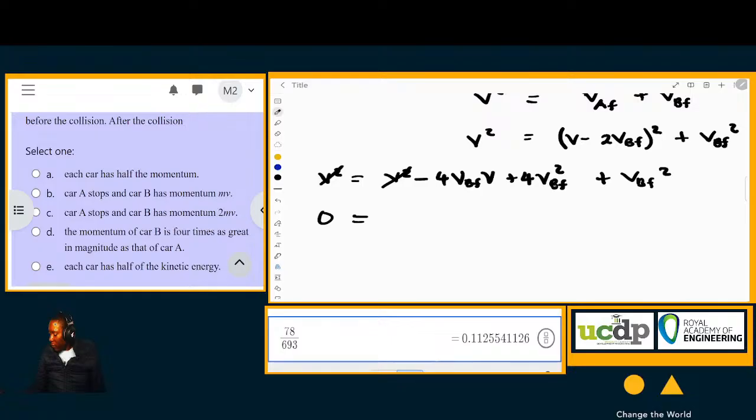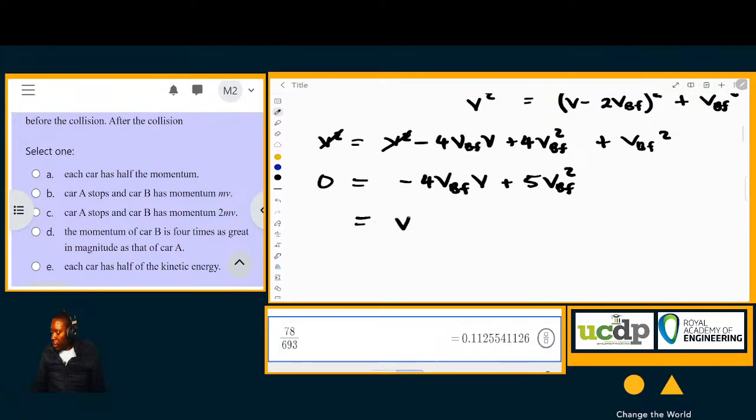0 is equal to 4VB squared plus a VB final. So we've got minus 4VB final multiplied by V plus 5VB final squared. And factoring out VB final, we get VB final times 5VB final minus 4V.